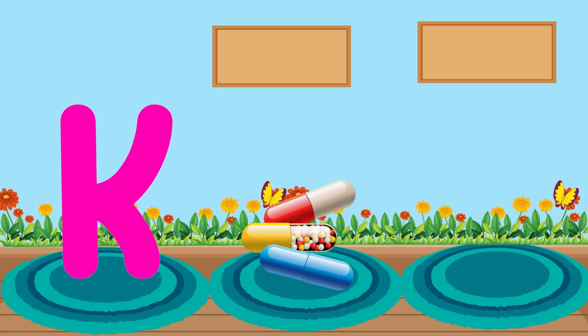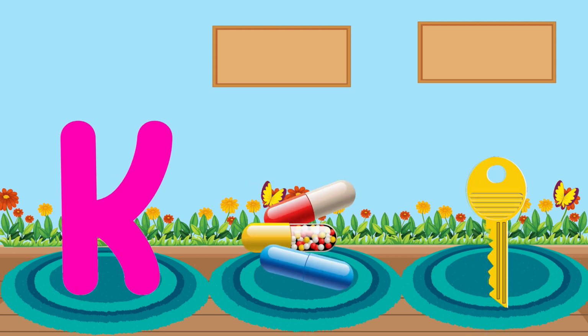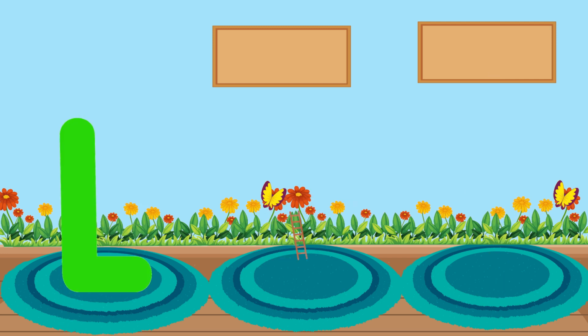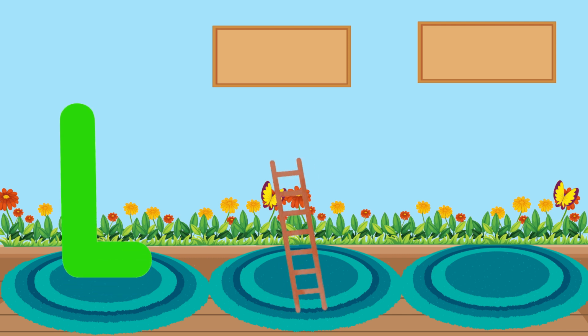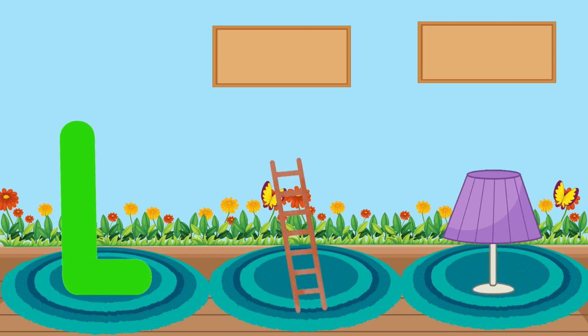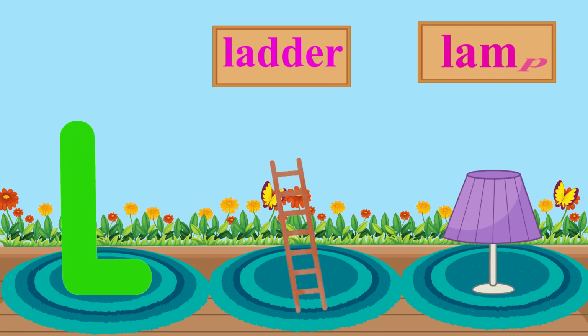K is for kettle, kettle. K is for key, key. K is for kettle. K is for key. L is for ladder, ladder. L is for lamp, lamp. L is for ladder. L is for lamp.